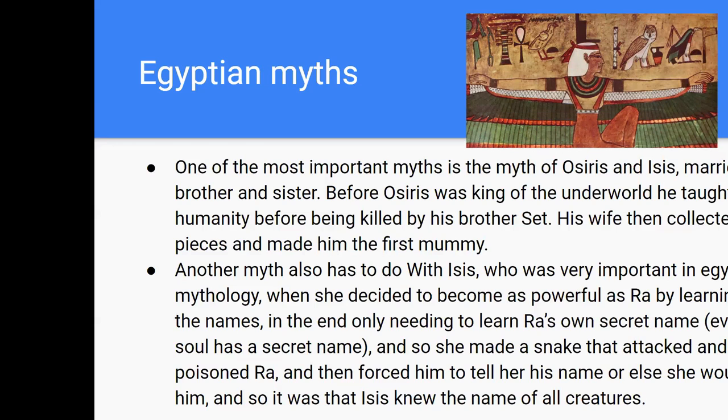So he gets thrown into the Nile, and Isis works with her sister, who's married to Set, named Nephthys, I think, or Nephthis, I'm not exactly sure. And they turn into birds and they fly around. Eventually, they finally find Osiris.